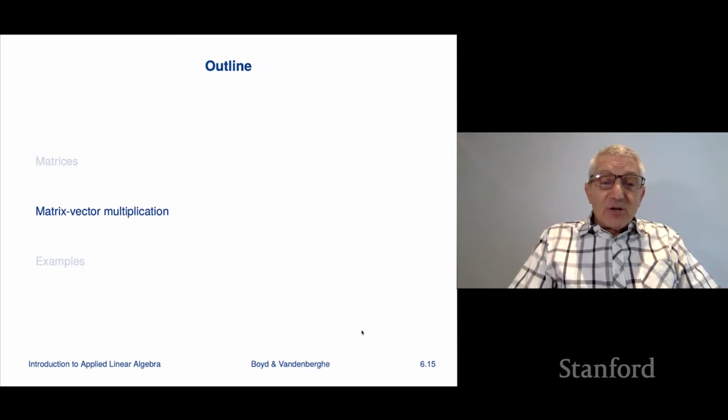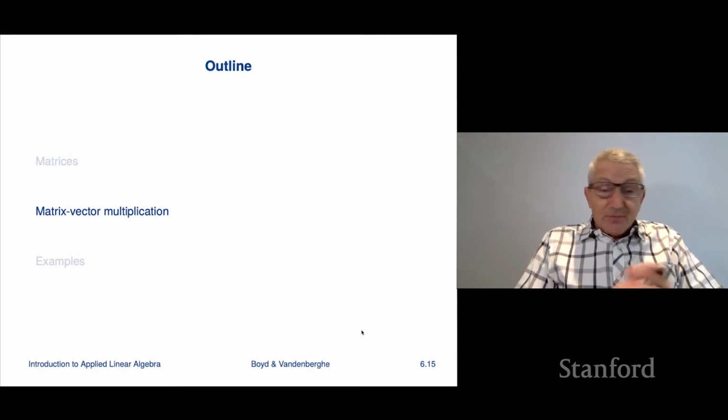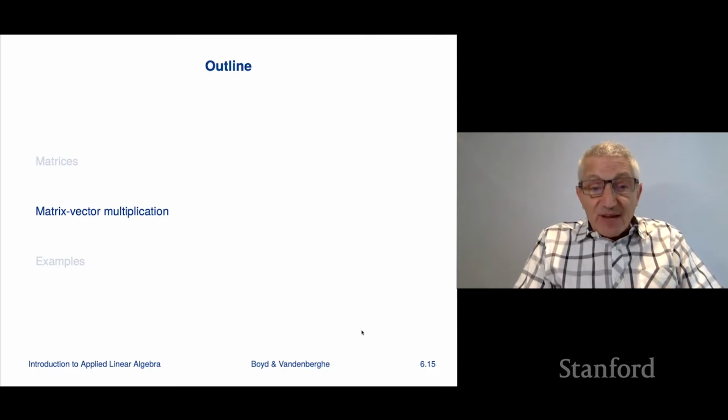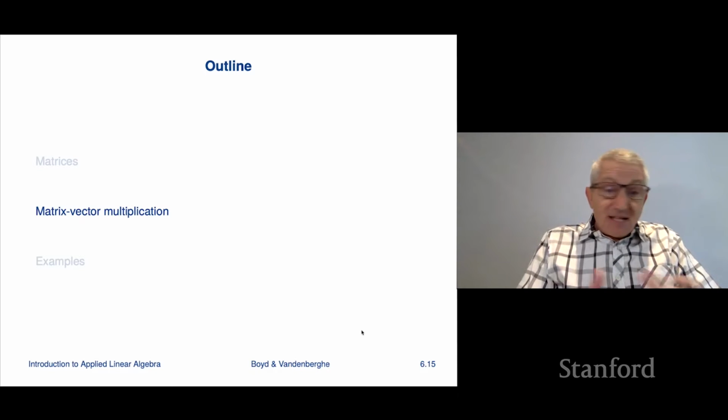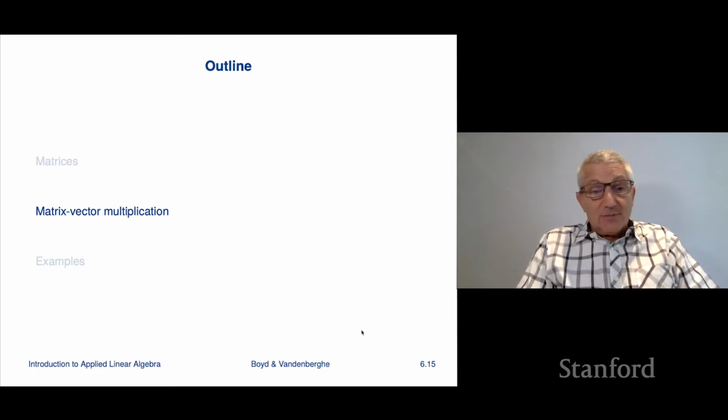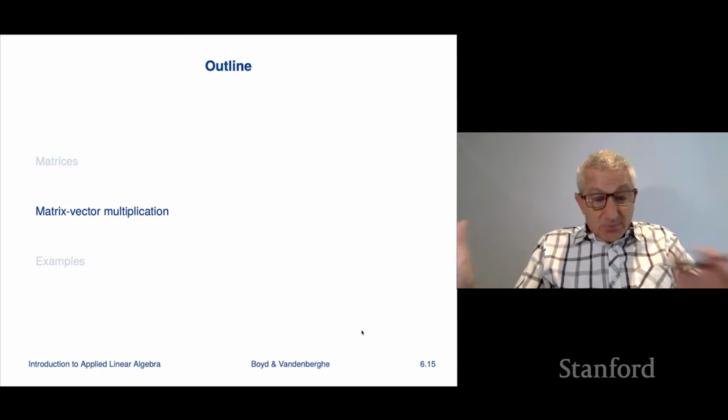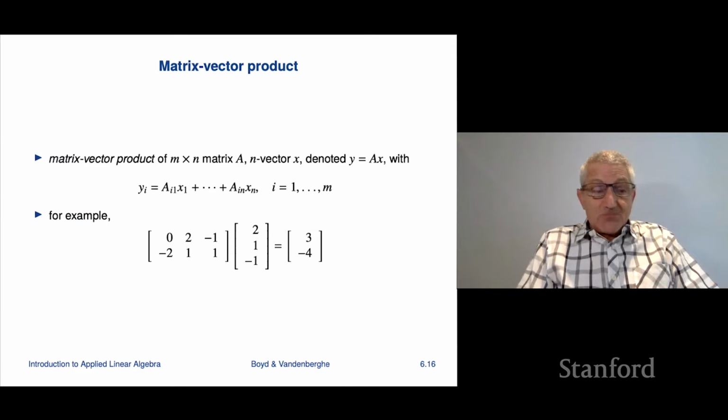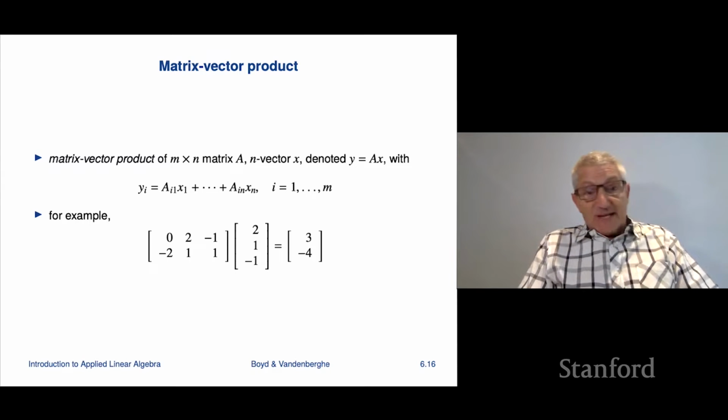We're now going to talk about a very important operation involving matrices and vectors. It's matrix vector multiplication. It's not something we've seen before, but it's actually going to be used basically throughout the entire book and class from now on. So here's what it is.